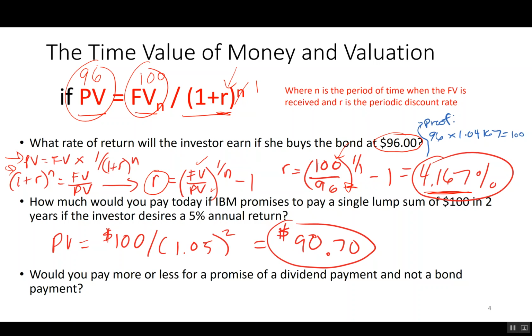Here's another question for you. What if this bond makes no payments until year 2? So IBM promises to pay you $100 2 years from now, but you want to earn a 5% rate of return per year based on the riskiness of the bond. Well, I can just plug into my equation: $100 over 1 plus R, which is my 5%, raised to the 2 power. So I'd pay $90.70 for a promise of $100 2 years from now. Or more generally, the present value of $100 2 years from now at 5% per year is $90.70.